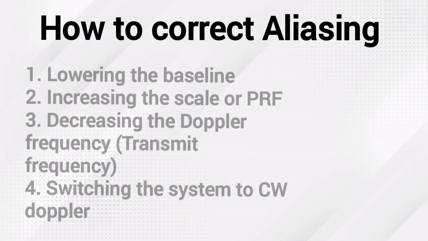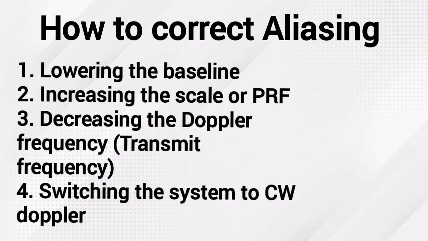Aliasing can be corrected by lowering the baseline, increasing the scale or PRF, decreasing the Doppler frequency, that is, the transmit frequency, and finally, switching the system to continuous wave Doppler.